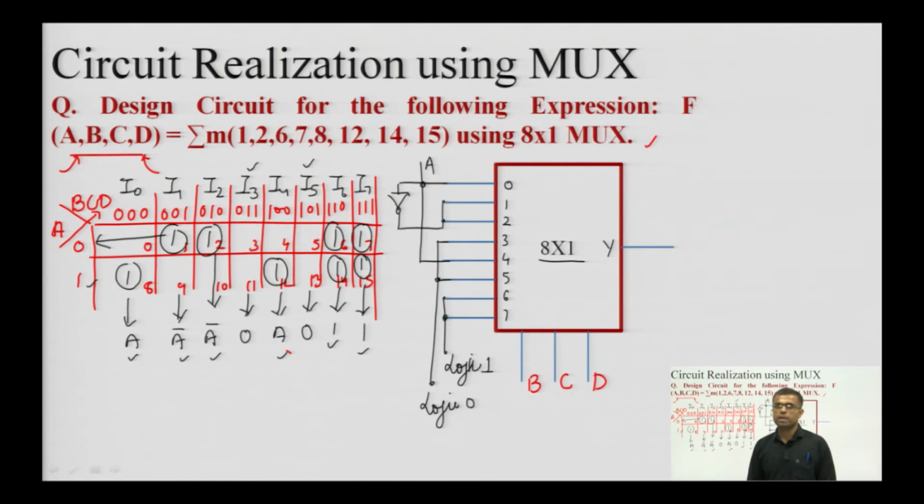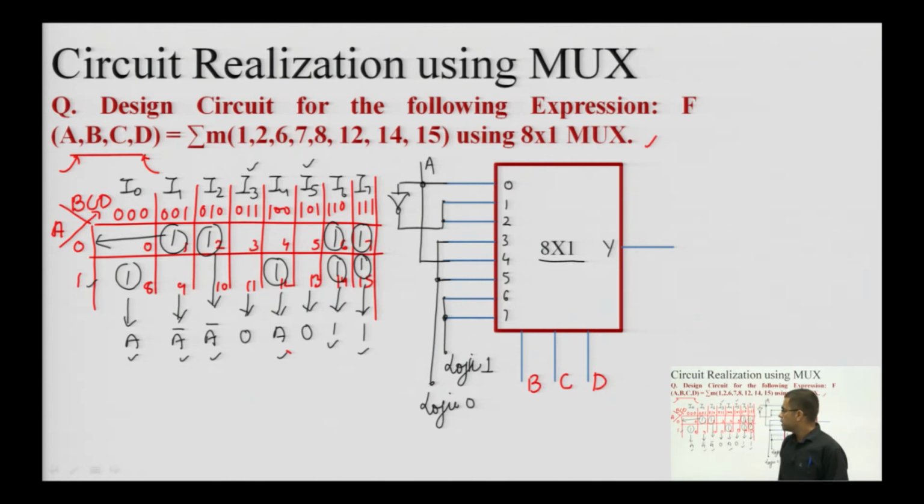So, in this way we can realize any expression using a multiplexer or a size lesser than that multiplexer. Similarly, this circuit could have been realized using a 4 cross 1 multiplexer as well. In that case, we would have eliminated 2 select lines A and B, and A and B would have been placed here, C and D would have been used to select the 4 inputs of the 4 cross 1 multiplexer. Okay. So, this is the circuit realization using multiplexer.